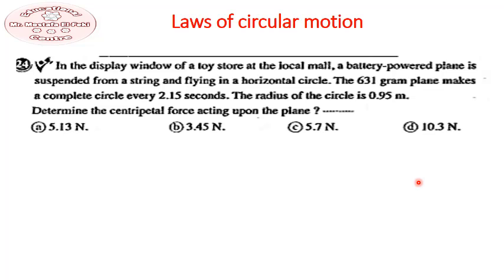In the display window of the toy store at the local mall, a battery-powered plane is suspended from a string and flies in a horizontal circle. If the 631-gram plane makes a complete cycle every 2.15 seconds, and the radius of the circle is 0.95 meter, determine the centripetal force acting upon the plane. Let's say.